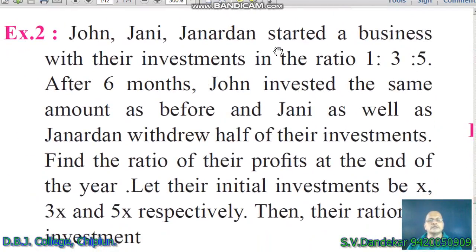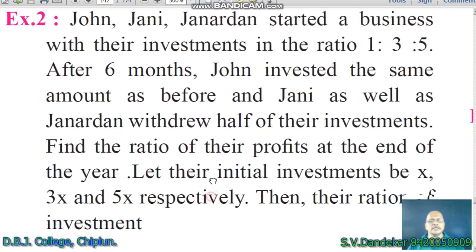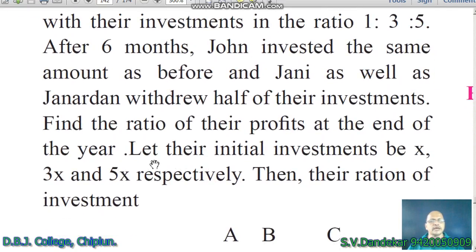John, Jani, Janardhan started a business with their investments in the ratio 1:3:5. After 6 months, John invested the same amount as before, and Jani as well as Janardhan withdrew half of their investments. Find the ratio of their profits at the end of the year. Now the answer starts here. In the question it is given actually, but the answer starts here.